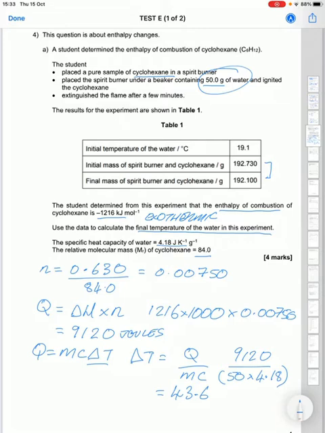It's exothermic. And we started at 19.1 degrees. So the final temperature is going to be 19.1 plus 43.6, which is equal to 62.7 degrees C.